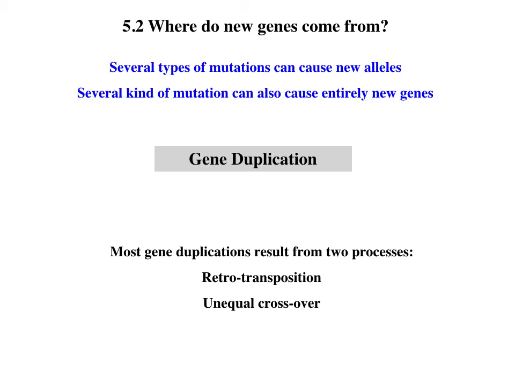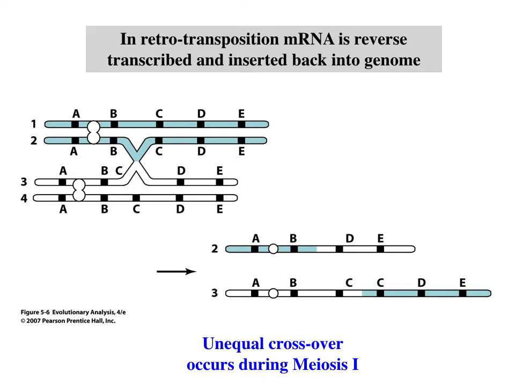The most common ways in which you can produce new genes, or go through gene duplication, is by either retrotransposition or unequal crossing over. Retrotransposition happens when mRNA, or messenger RNA, is reverse transcribed through reverse transcriptase, much like retroviruses do. When they invade a cell, they reverse transcribe their RNA into DNA and then insert it into the genome, and this is also how this form of gene duplication occurs.